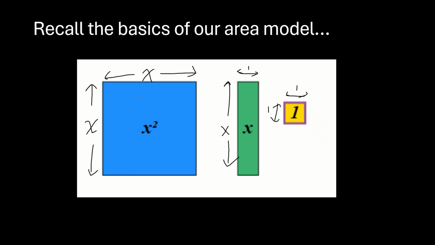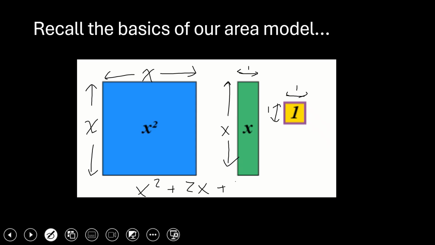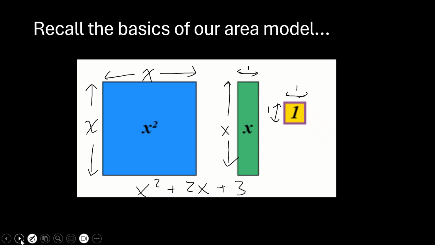So when we are modeling, say, if you were modeling the polynomial x squared plus 2x plus 3, you would take 1 of the blue squares, 2 of the rectangles, and 3 of the yellow squares, and that would give you the total area. So we're taking x squared plus 2x plus 3, and we're representing that as an area.